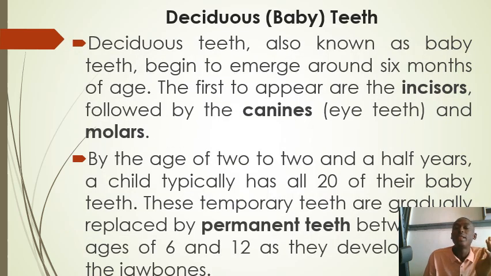So the deciduous, or baby, teeth now. They begin to emerge at around 6 months of age, so they are the first to appear. The first of them to appear are the incisors in the front, followed by the canines and the molars. By the age of 2 to 2.5 years, a child will typically have all 20 of their baby teeth. These temporary teeth are gradually replaced by permanent teeth between the ages of 6 and 12 as they develop within the jaw bones.